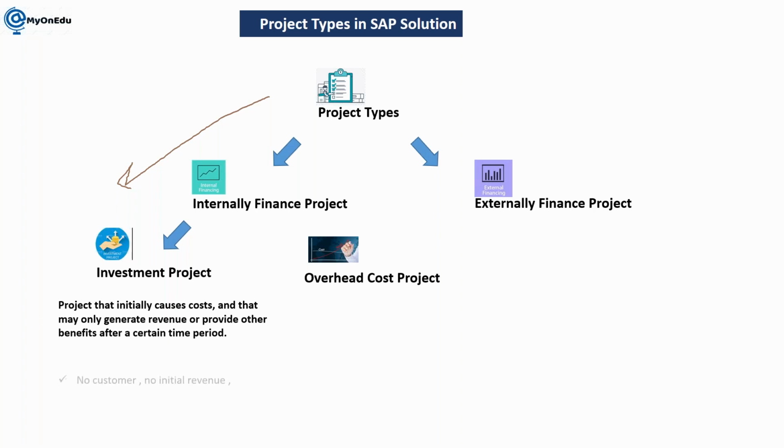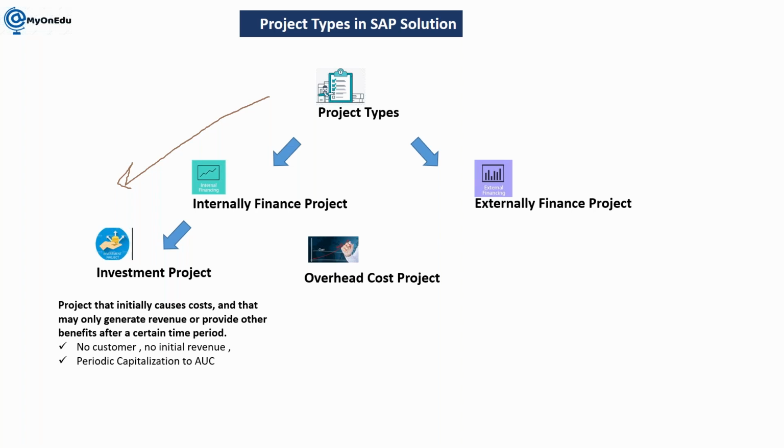So how are we going to manage this kind of project? Here, no customer, no initial revenue. Okay, periodic capitalization to AUC. So let's say when we are constructing an office or house, whatever cost we are incurring in a particular period has to be taken into AUC, asset under construction. Okay, based on this, we are analyzing our different accounts.